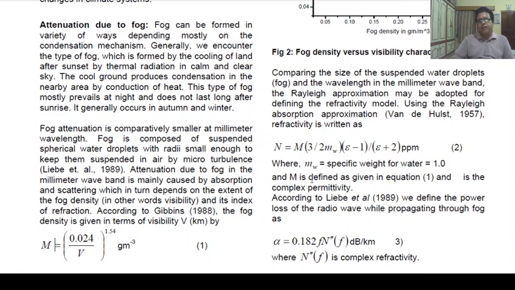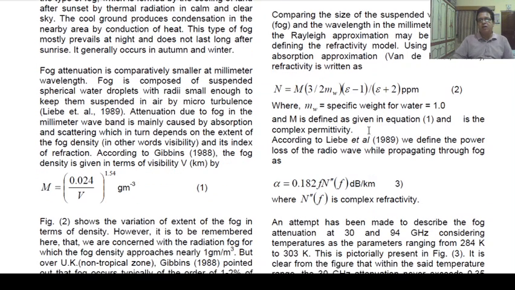Capital M is nothing but mass density, that is, fog density. Epsilon is permittivity. Here epsilon is a typing mistake. What is epsilon? Epsilon is the complex permittivity of the medium.